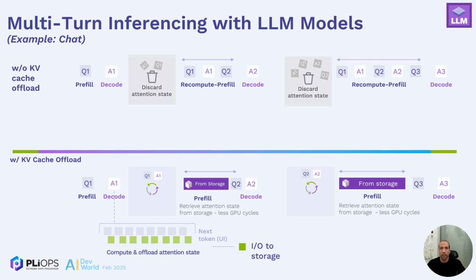Instead of discarding the KV cache, we simply store it on a large capacity storage, preferably SSD-based storage. When the second query, Q2, comes, we just retrieve the KV cache for Q1 and A1, avoiding the need to recompute it. The newly generated KV cache for Q2 and of course its answer A2 is then added to the storage, ensuring by that this efficiency is maintained throughout the session. So that's basically the crux of KV cache offloading.